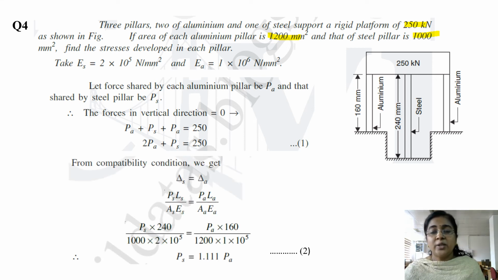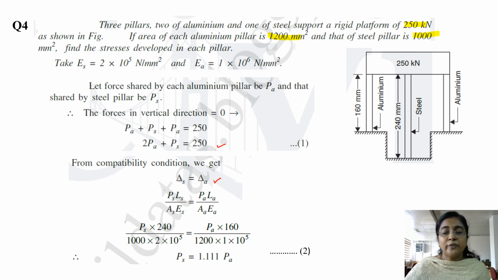Now, the first equation is from the equilibrium condition, and the second is from the compatibility condition. It is fixed here, and supported on a rigid platform. So the change in length of steel is equal to the change in length of aluminium. Actually, it will be under compression. So PSLS by ASES is equal to PALA divided by AAEA.